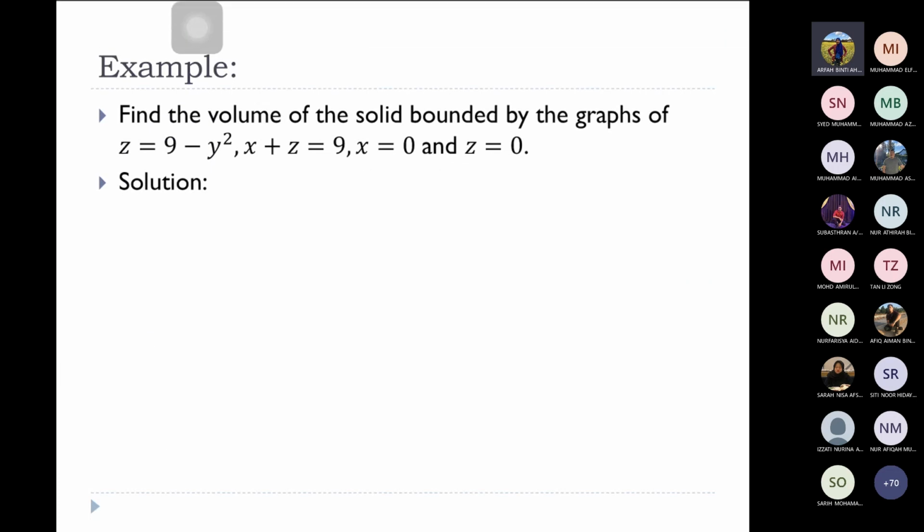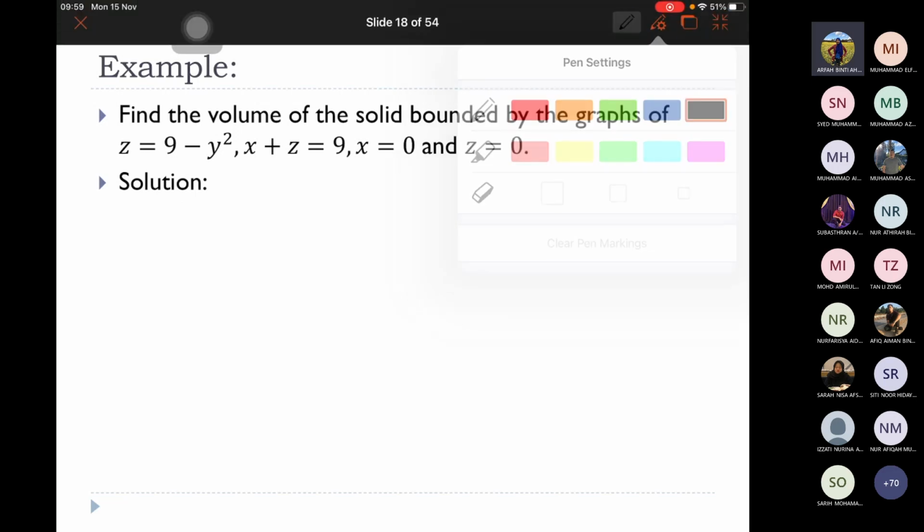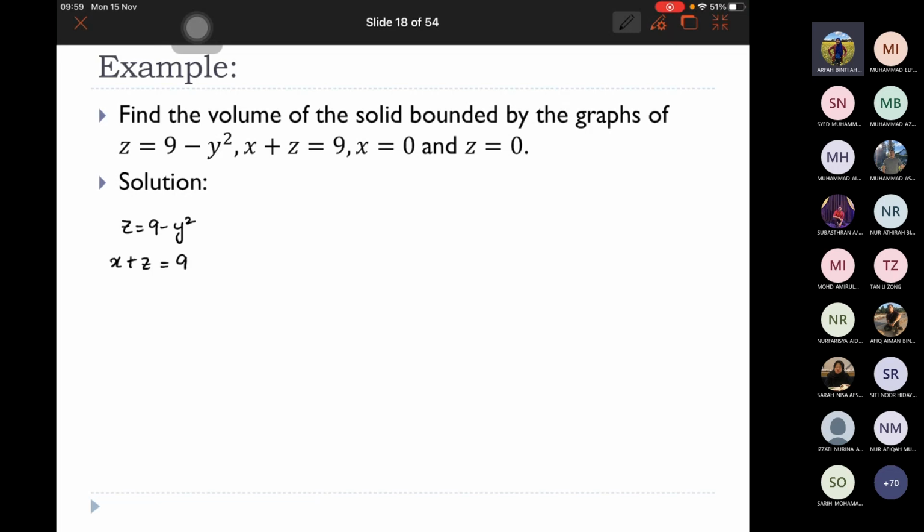Okay, find the volume of the solid bounded by graph of z sama dengan 9 tolak y squared, x tambah z sama dengan 9, x sama dengan 0 dan z sama dengan 0. Okay, so if you take a look at this one, dia cakap awak ada graph z sama dengan 9 tolak y squared. And then awak ada x tambah z sama dengan 9. X sama dengan 0 dan z sama dengan 0.